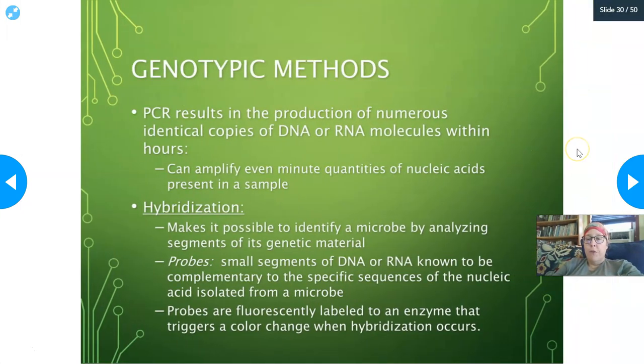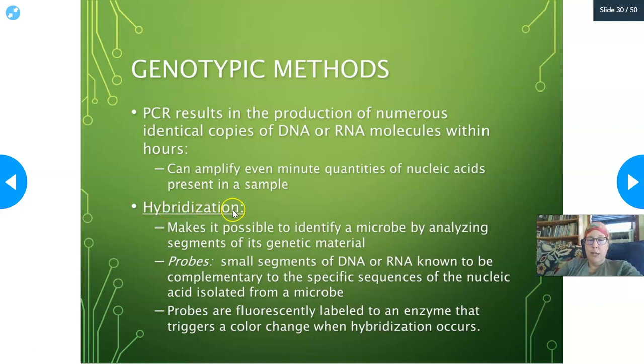If you remember PCR, it results in the production of numerous identical copies of DNA or RNA molecules within hours, and it can amplify even a minute quantity of nucleic acid present in a sample. It is usually the first step in any kind of genotypic method. First we get the sample, then we do PCR with it so we can amplify and have enough to do genetic sequencing or other tests.